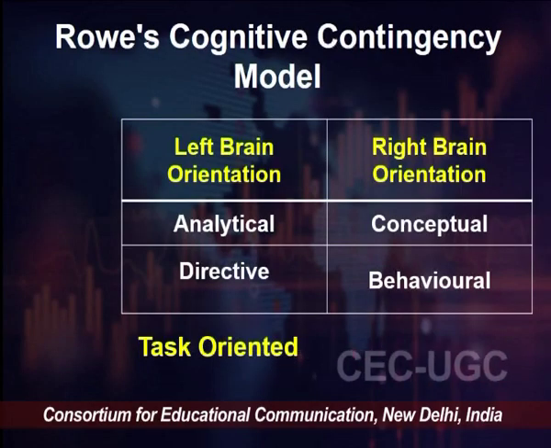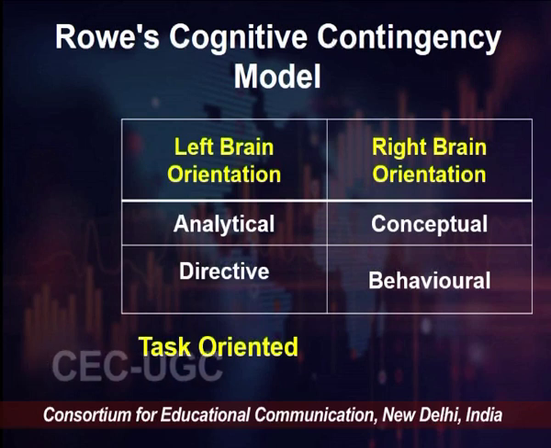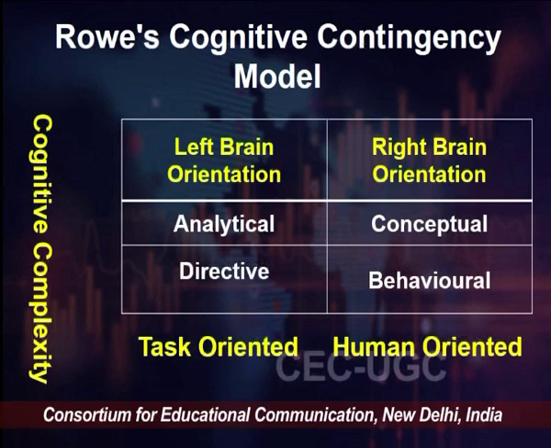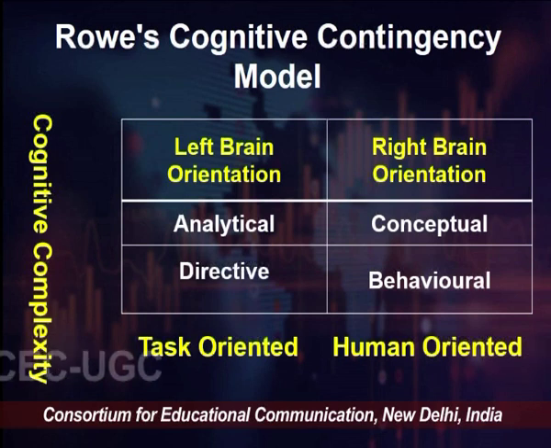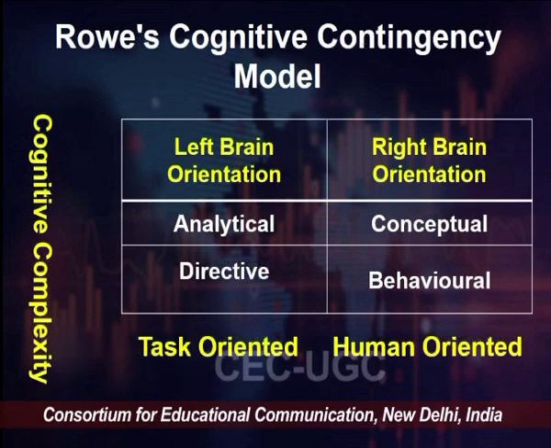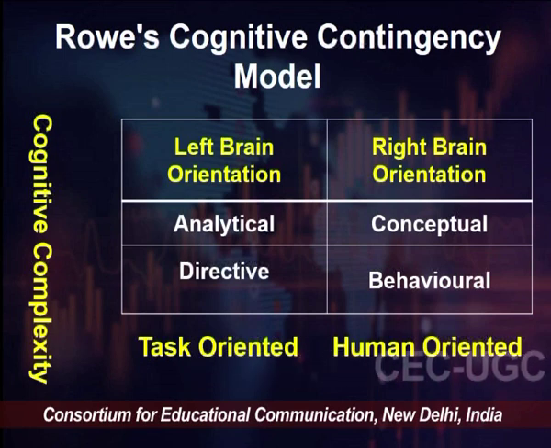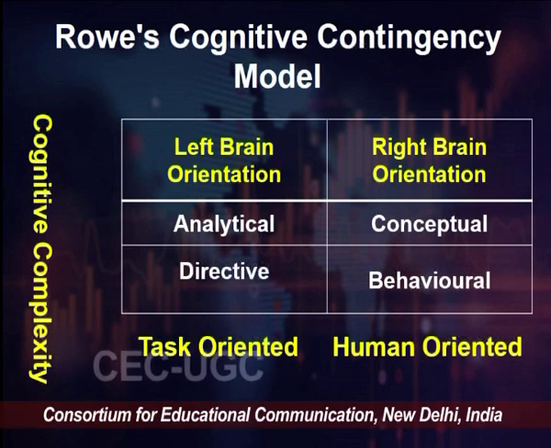And here if we look at the left brain orientation and right brain orientation, we find when they are task oriented, when they are human oriented, and what is the extent of cognitive complexity. In case of left brain orientation, which is regarded as task oriented, they are analytical and directive, whereas in case of right brain orientation, which is called human oriented, they are more conceptual and behavioral also. So, the left brain and right brain orientation is going to decide the orientation of a manager making a decision.